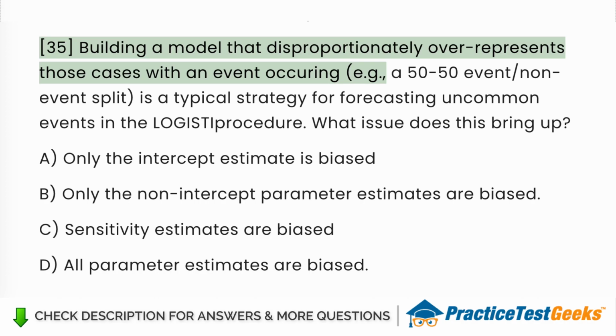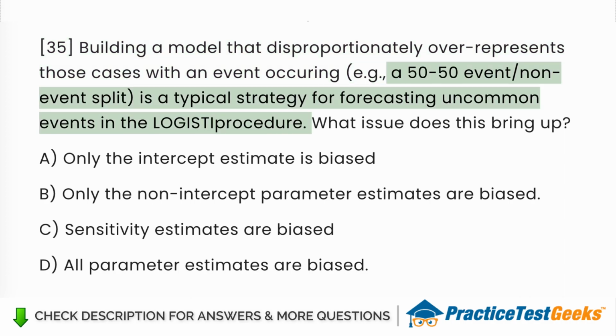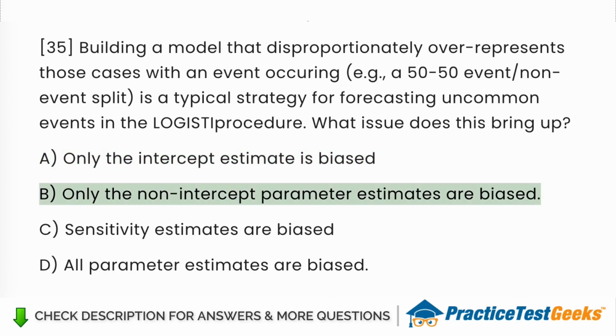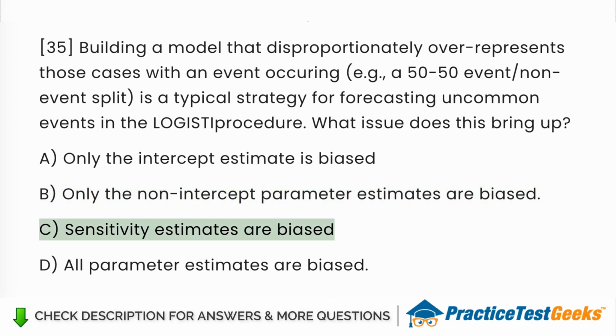Building a model that disproportionately overrepresents those cases with an event occurring, for example, a 50-50 event non-event split, is a typical strategy for forecasting uncommon events in the LOGISTIC procedure. What issue does this bring up? A. Only the intercept estimate is biased. B. Only the non-intercept parameter estimates are biased. C. Sensitivity estimates are biased. D. All parameter estimates are biased.